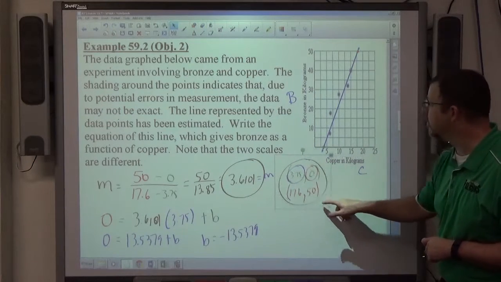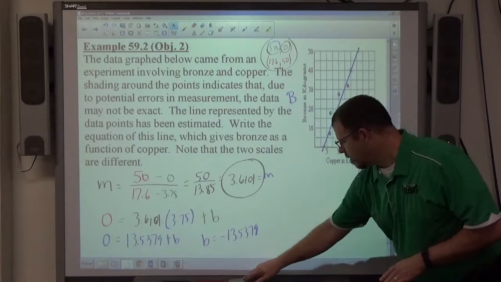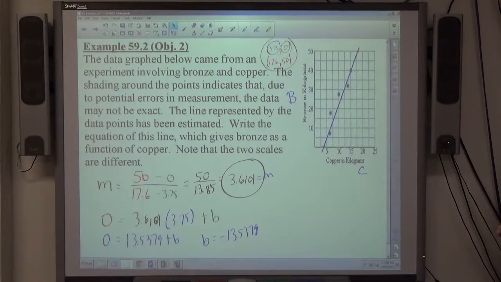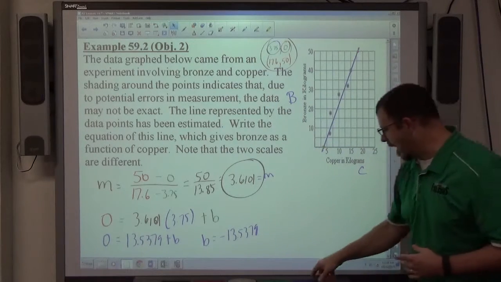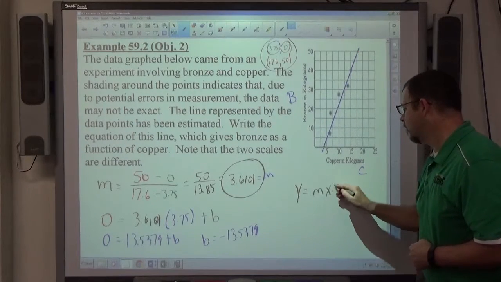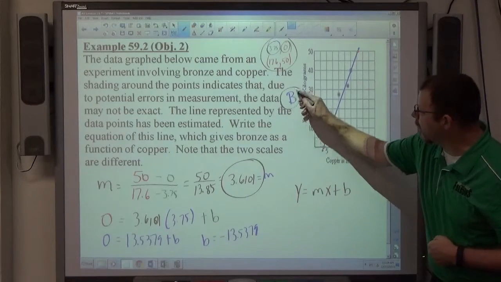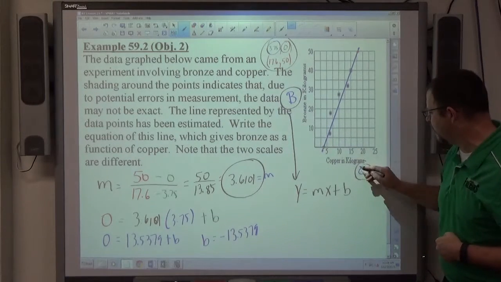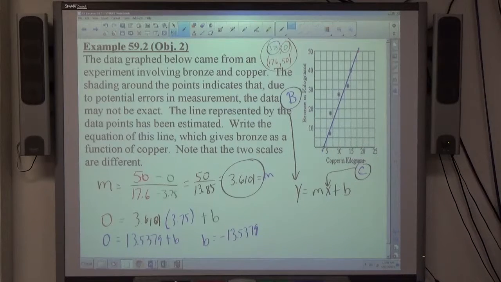Let's shrink my points down here and come up here. Which one of those is the y-coordinate? Bronze, right? And copper is the x-coordinate. And if we're imagining this y equals mx plus b structure we usually get, that's how we usually write equations of lines, right? But instead of using y, I want to use b. Instead of using x, I want to use c. I want to use variables that are meaningful to the experiment we're dealing with.